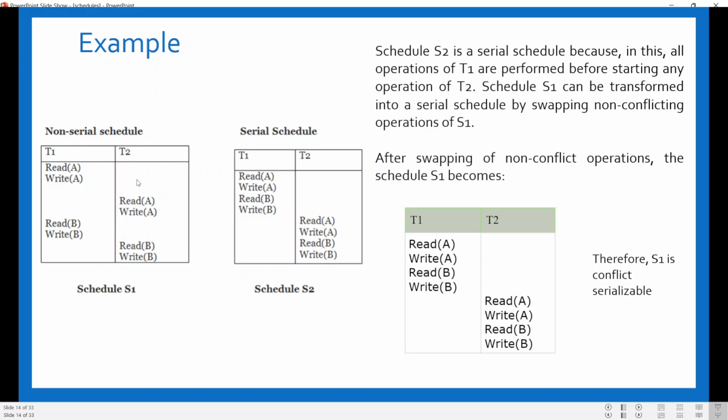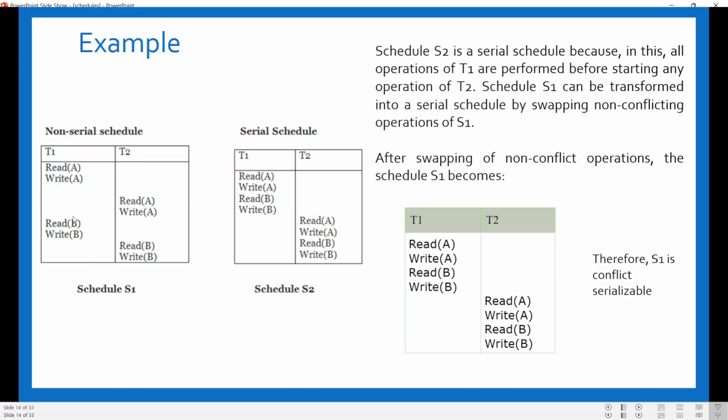How can we convert the non-serial schedule to a serial schedule? By swapping non-conflicting operations of S1. Let us see which operations we can swap. In transaction T1, the first two operations are read A, write A. Then in T2 there is read A, write A. In T1 the next operations are read B and write B, which occur before the read B and write B of transaction T2. Even if we shift this read B and write B before transaction T2, the result will be the same, because nothing changes. So this is a non-conflicting operation.